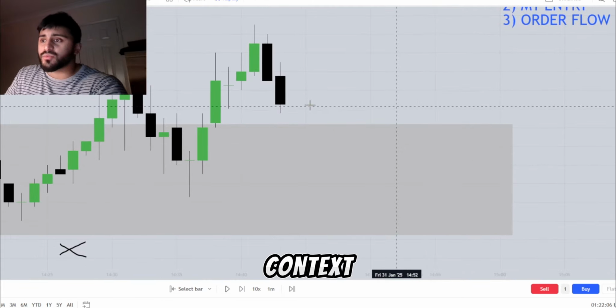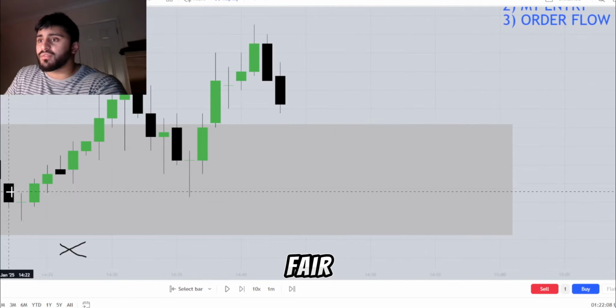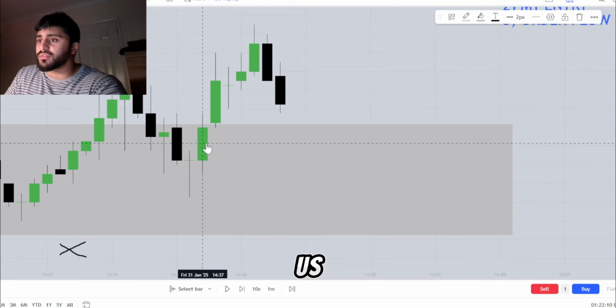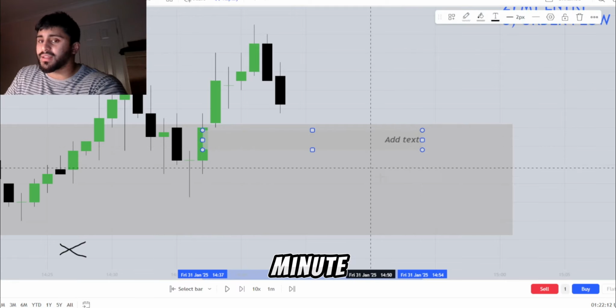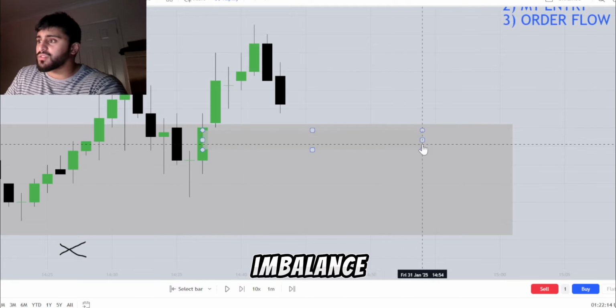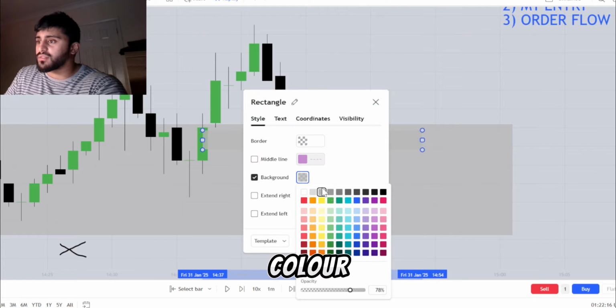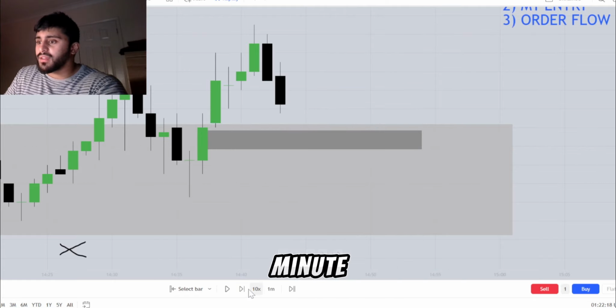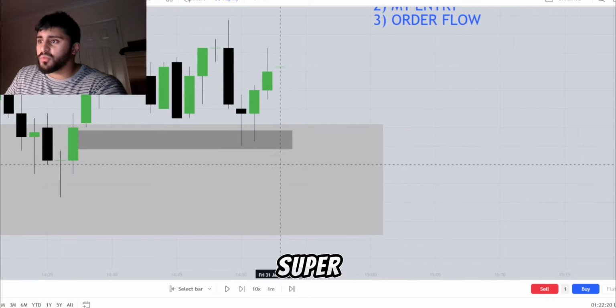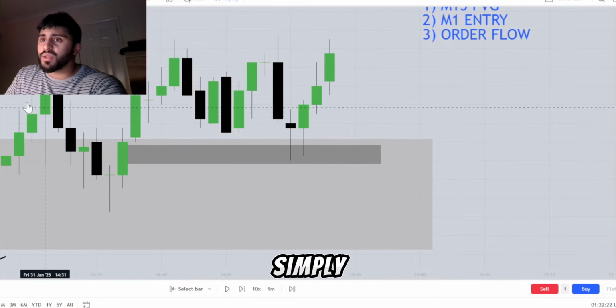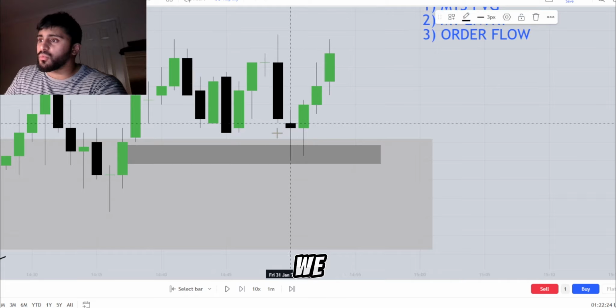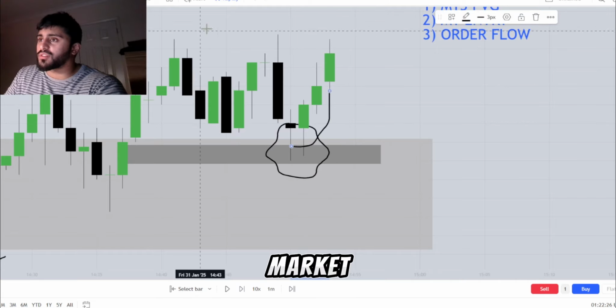To give you some context, we're inside of a 15-minute fair value gap, and the 1 minute has given us a fair value gap over here. The 1 minute has kind of given us this imbalance over here. So I'm going to change that to a different color so we can see that. And what's super interesting is this: we simply wick and run the other way. We see a wick before the market runs the other way.